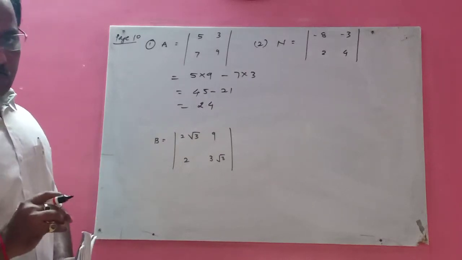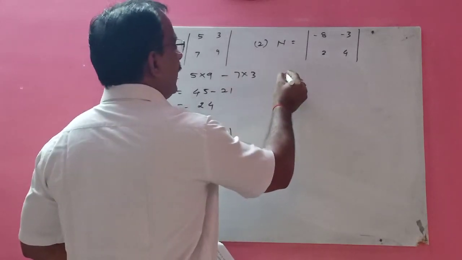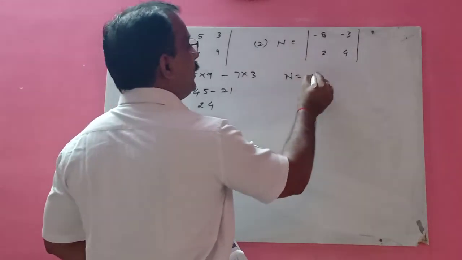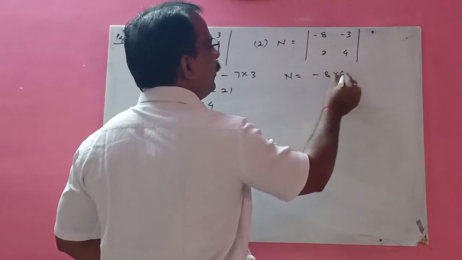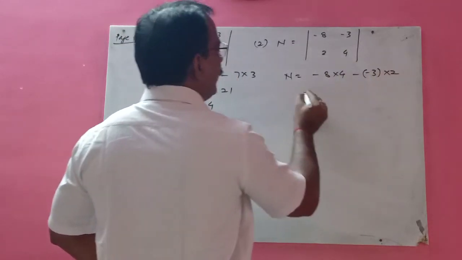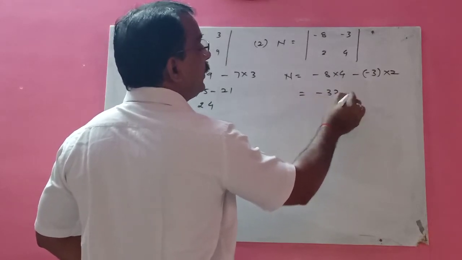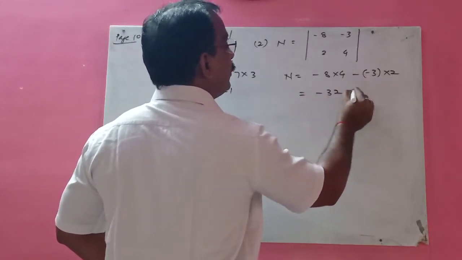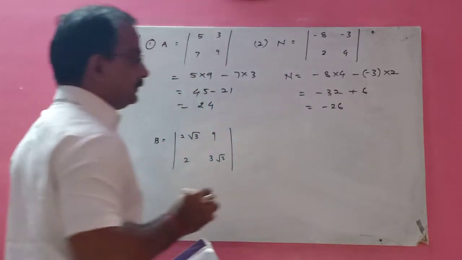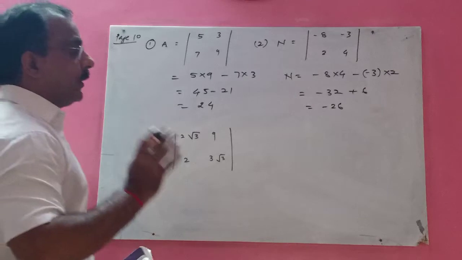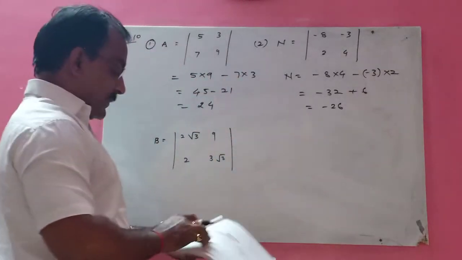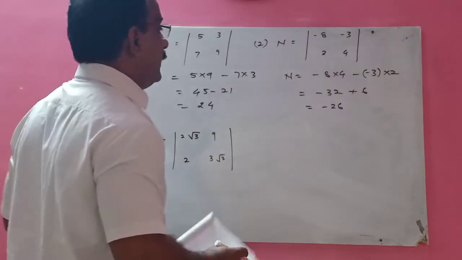This carries 2 marks or 1 mark. Sometimes in MCQ questions they can ask you this type of sums. Here also n is equal to minus 8 into 4 minus 3 into 2. So this will become how much? Minus 32. This is plus 3 2s are 6, which is equal to minus 26. Okay, children, keep properly in mind that minus into minus becomes plus. So your answer is minus 26.